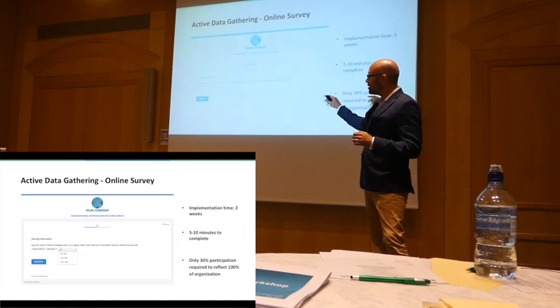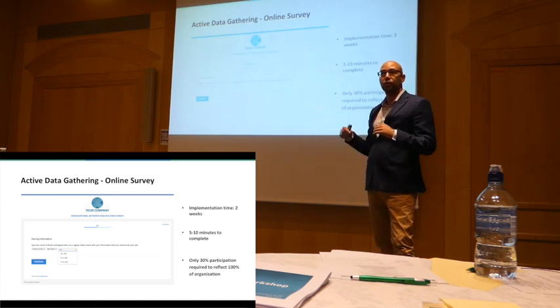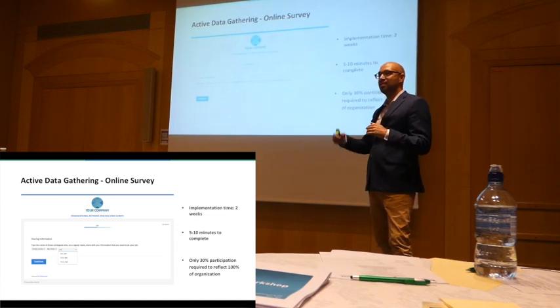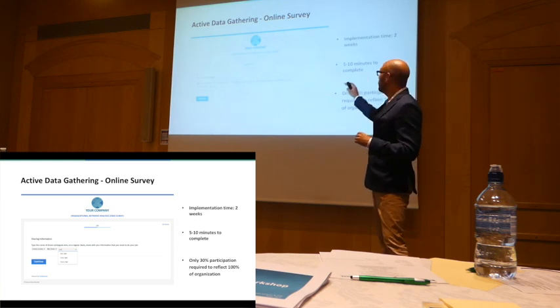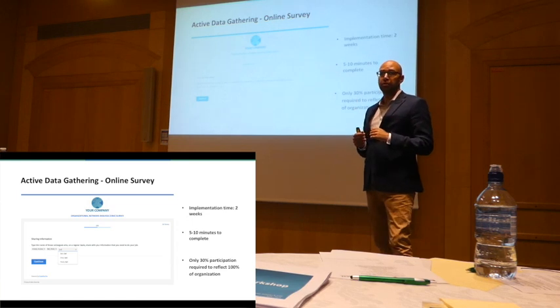For each of these interactions, you will type the names of the colleagues you interact with, and the tool will suggest the names that match what you are typing. Very simple survey, 5 to 10 minutes to complete. The survey is running for 2 weeks.